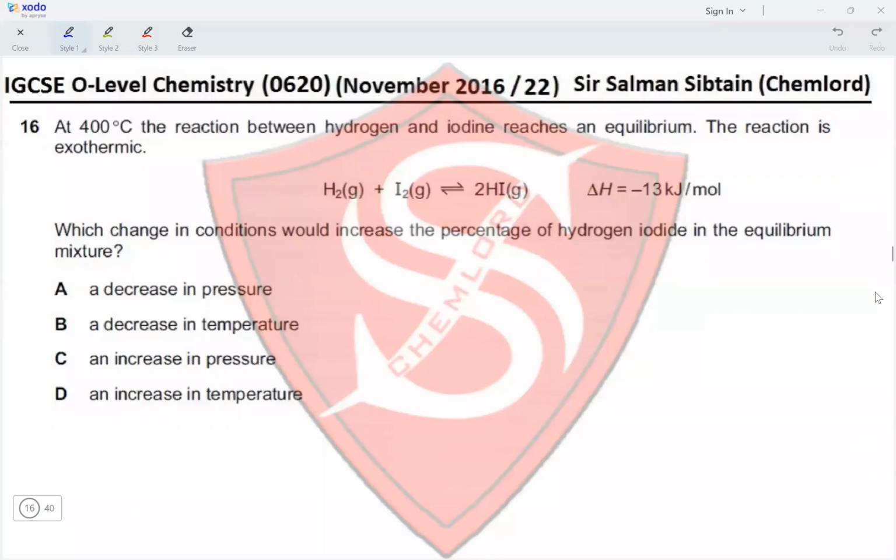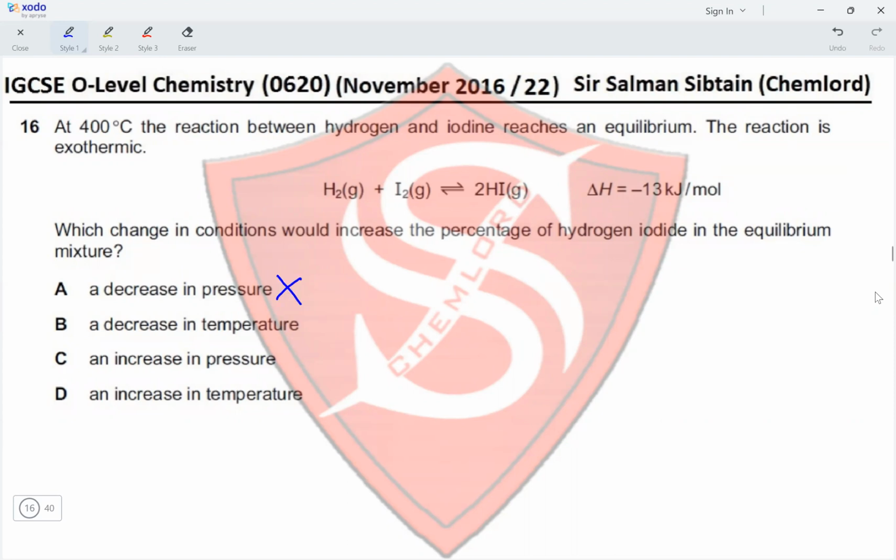Question 16. At 400 degrees Celsius, the reaction between hydrogen and iodine reaches an equilibrium. The reaction is exothermic. Which change in condition would increase the percentage of hydrogen iodide in the equilibrium? That means the equilibrium will shift forward. A decrease in pressure. A decrease in pressure will have no effect because the number of moles of reactants and products are the same. So a change in pressure has no effect on such equilibrium. So this is not it.